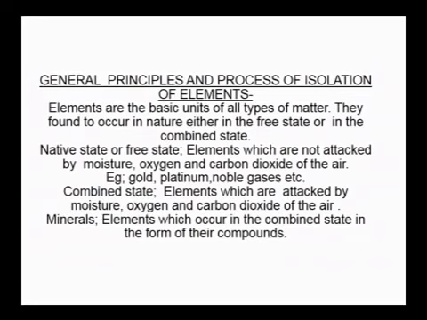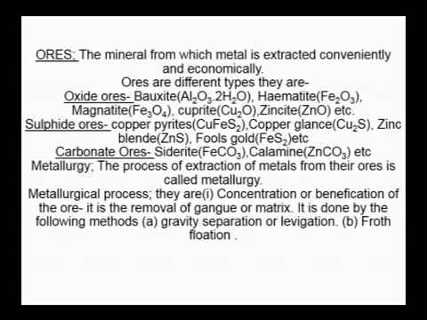Let us see the next one, minerals. Elements which occur in the combined state in the form of their compounds are called minerals. Ores: the minerals from which metal is extracted conveniently and economically are called ores. So ores are present in different forms, hence they are also known as different types.